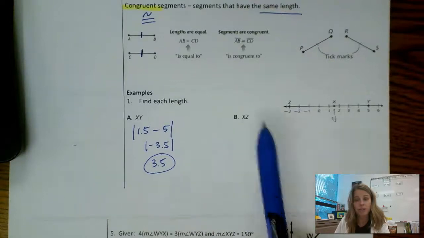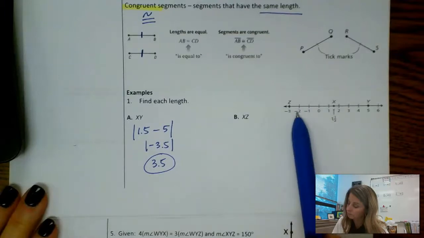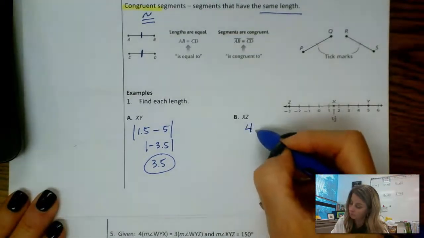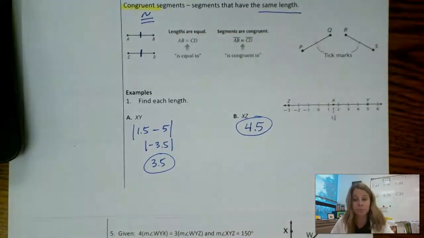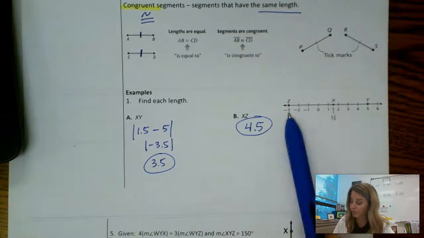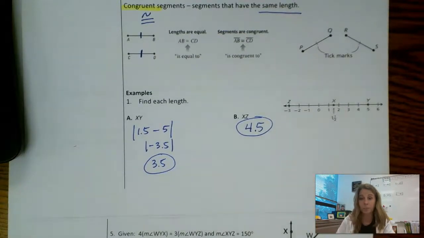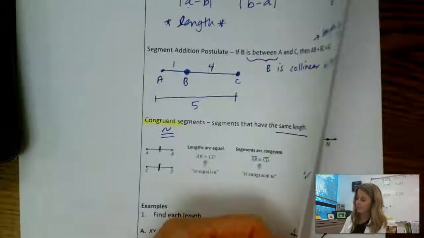I want you to pause and do letter B. So we should have 4.5. You could do the absolute value if you wanted to. You could do negative 3 minus 1.5, and we're still going to get 4.5. Okay, let's continue on.